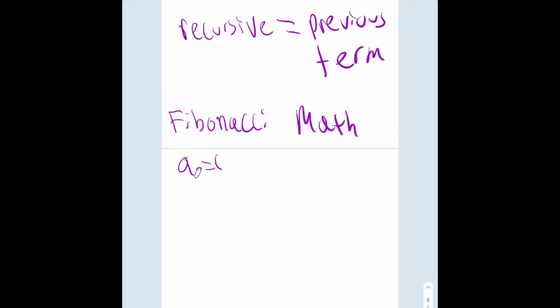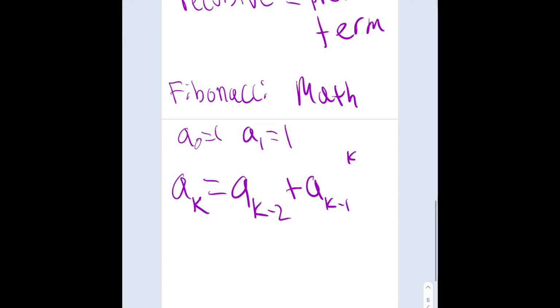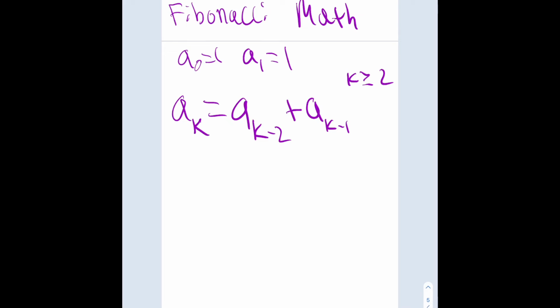So if we take our first term, we call it 1. We take our second term, we call it 1. Then we can get a formula where if I want the kth term, I take the a sub k minus 2, so the second to last term, and I add it to the last term. And again, k has to be greater than or equal to 2. So how does this work?